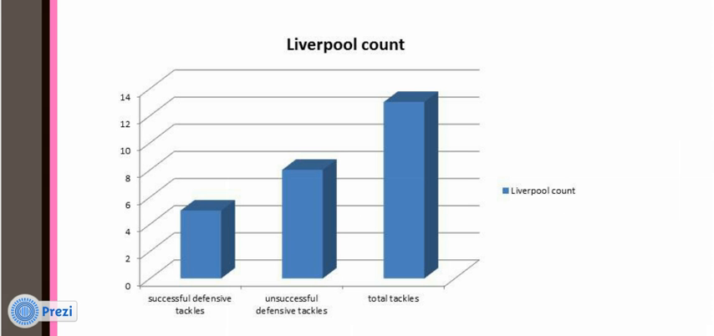This is the Liverpool count. This just shows here, look, the successful, unsuccessful, and total tackles. This is just showing that Liverpool made more unsuccessful tackles than successful. So the coach will look at that, and then they now know where they need to improve.